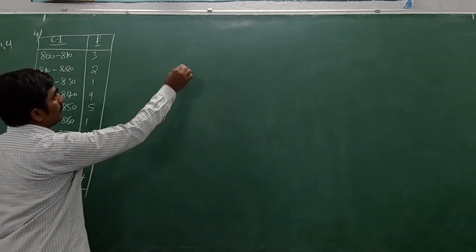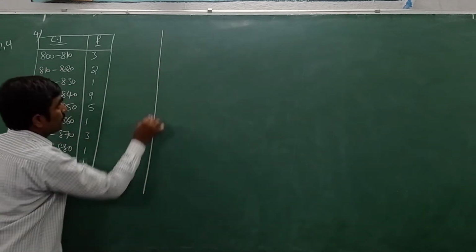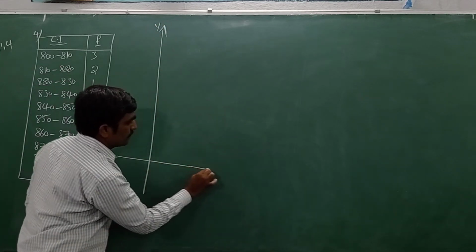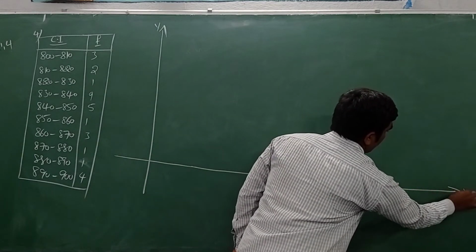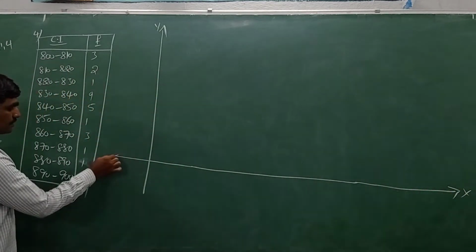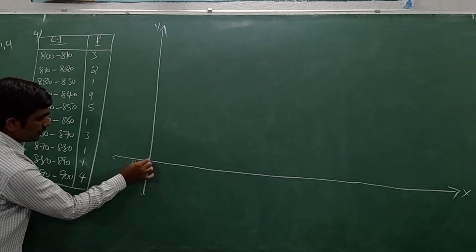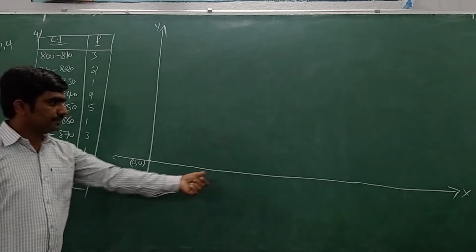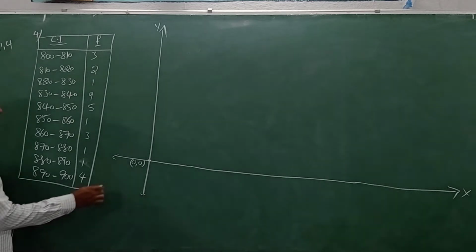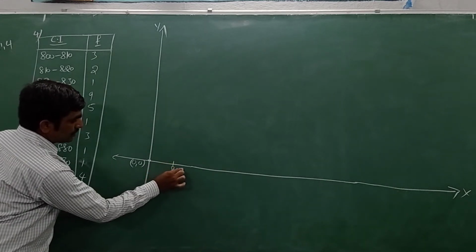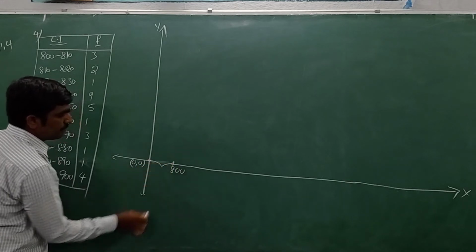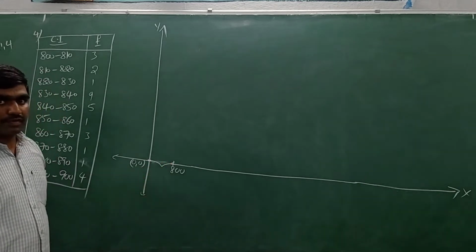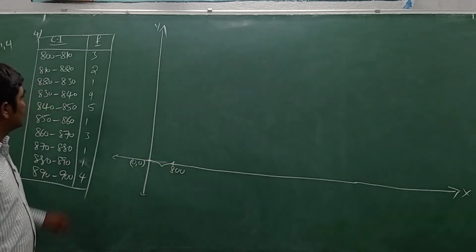So to draw the graph we need a vertical line, which is called the y-axis, and also the x-axis, called the horizontal line. The intersecting point of both is called the origin, which is (0, 0). Now the class intervals we will take on the x-axis. From here we will take 800 onwards. It doesn't mean that we are not considering the values from 0 to 800 before. We are considering from 800 onwards.